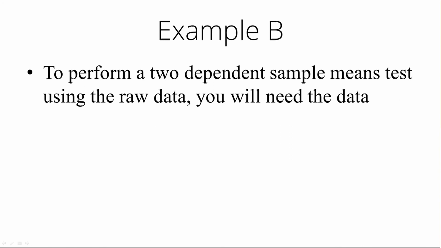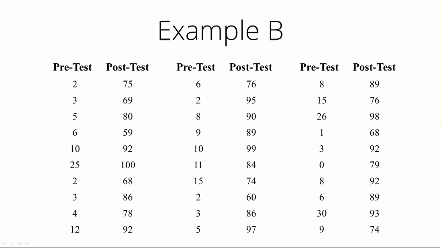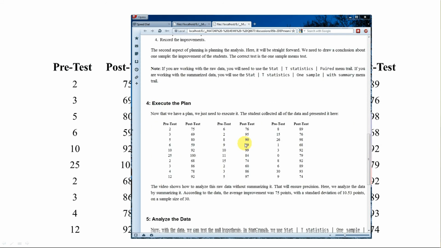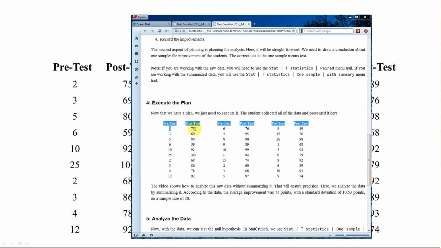Example B, which is actually the underlying data for the example online, we're going to perform now using the raw data. And here's the data in table form. It's a lot of it. There's actually three columns worth of data here. If you look at the actual example, here's the data. I'm going to highlight the data and press Control C to copy it.